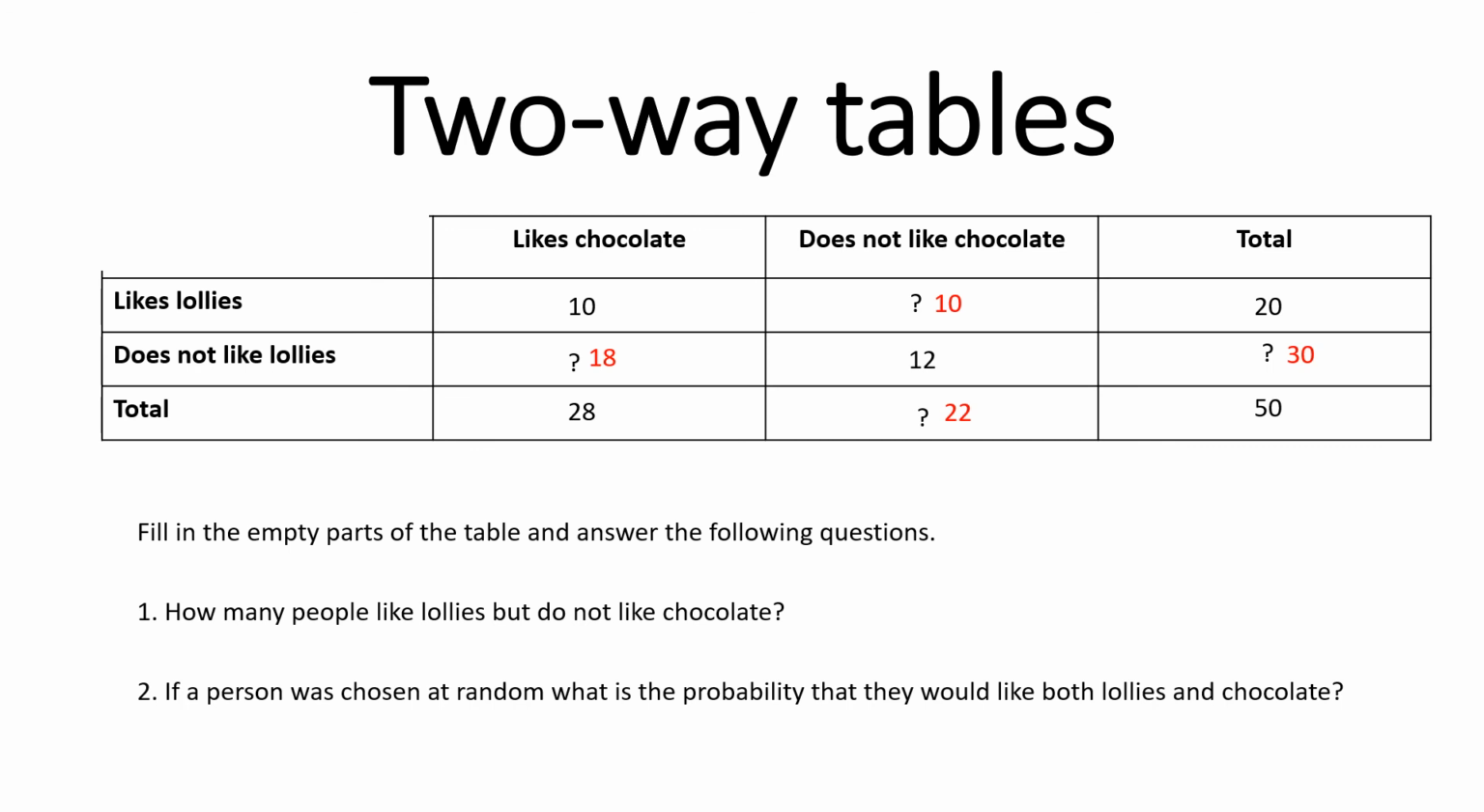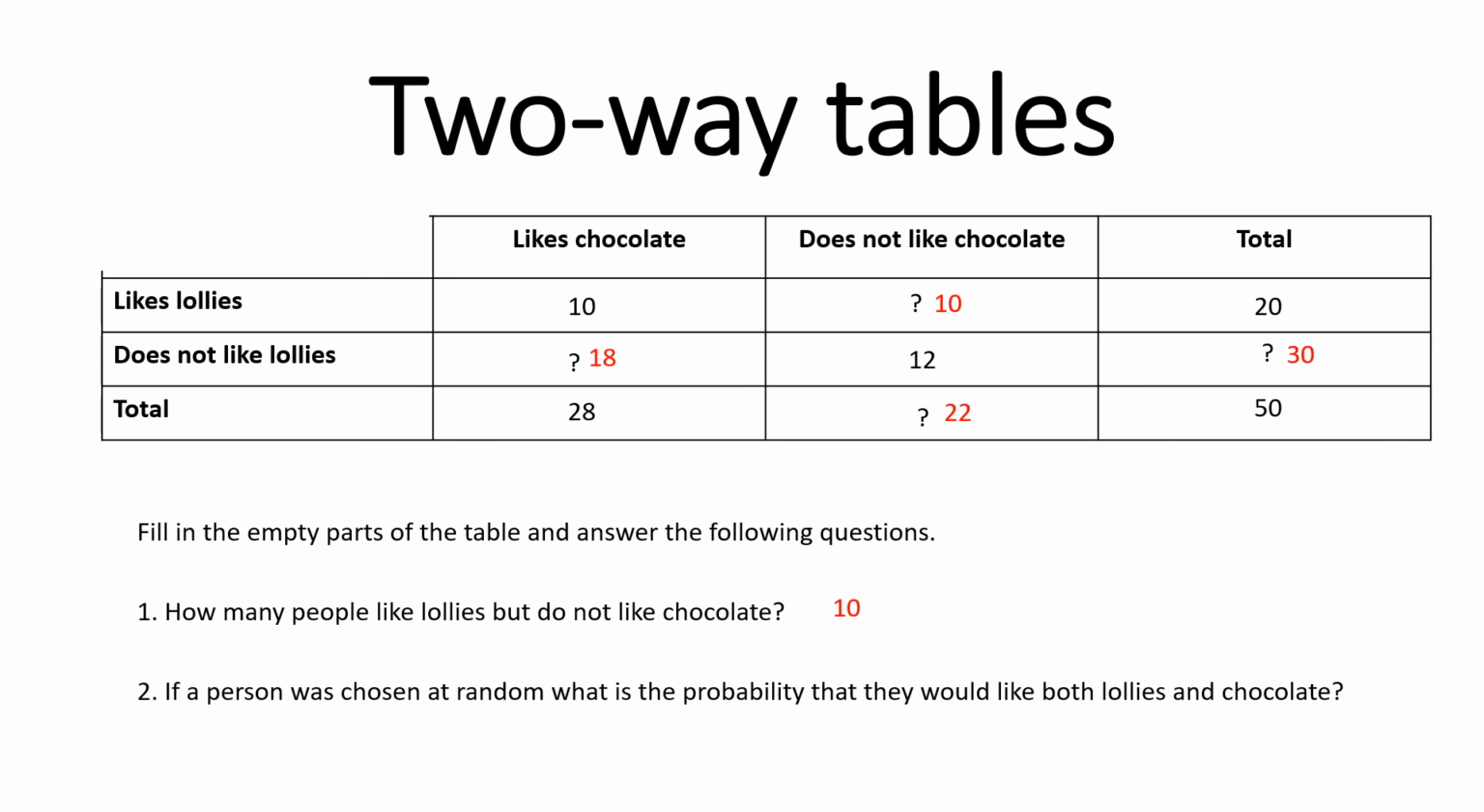Now let's answer the questions. How many people like lollies but do not like chocolate? So if we go to our two-way table and we find the row that says likes lollies, and we come across that row to the column that says does not like chocolate, that part of the table tells us 10. So 10 people like lollies, but they do not like chocolate.